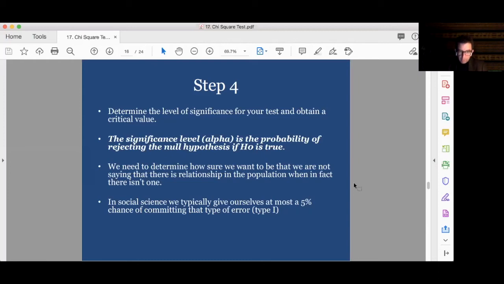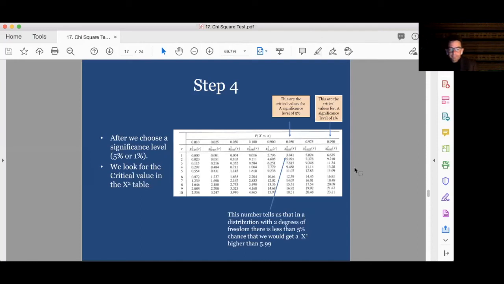And we're going to get a critical value for that 5%. We're going to give ourselves a 5% chance of making a mistake, of incorrectly rejecting a null hypothesis. And what is the chi-square statistic associated with that probability? Well, for these degrees of freedom, that critical value is 5.99.